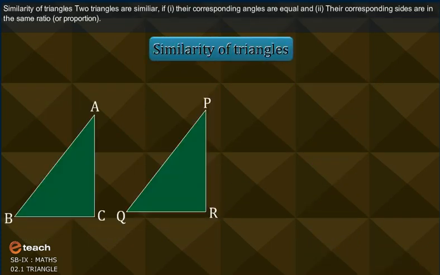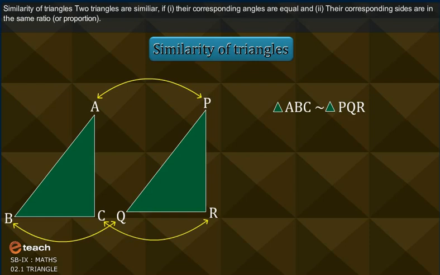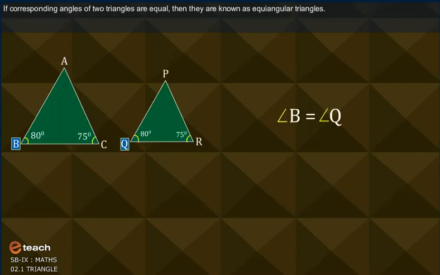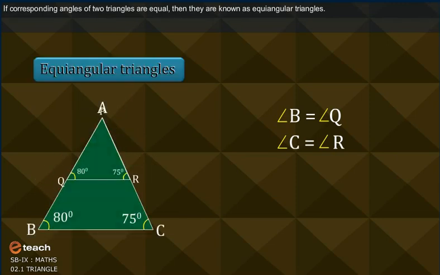Similarity of triangles. Two triangles are similar if 1. Their corresponding angles are equal and 2. Their corresponding sides are in the same ratio or in the same proportion. If corresponding angles of two triangles are equal, then they are known as equiangular triangles.